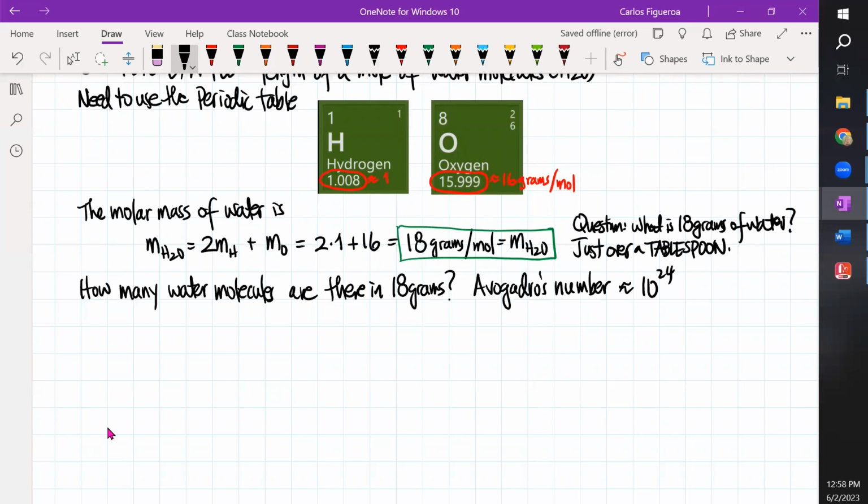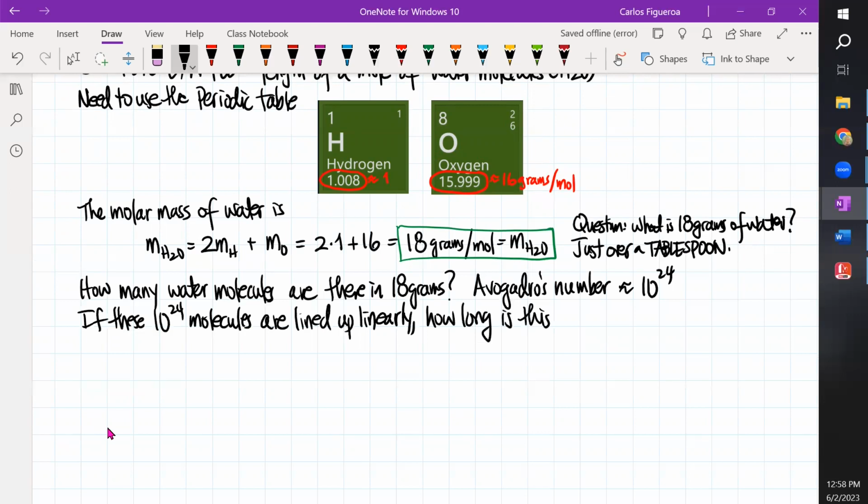So now, if these 10 to the 24 water molecules are lined up linearly, how long is this chain?